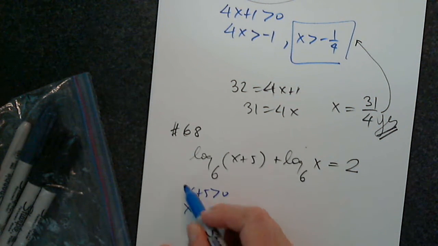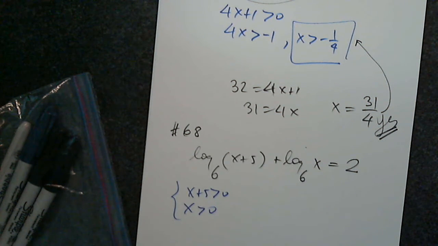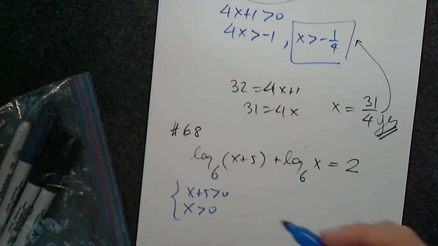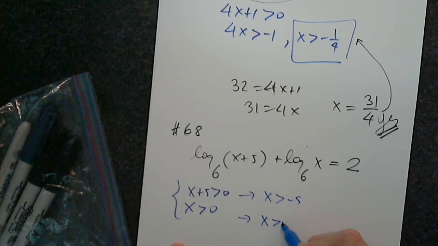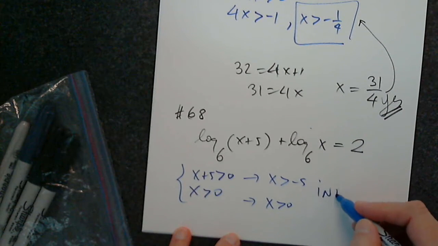Very good. You must state the restrictions before you condense. The restrictions must be stated on the raw equation. So when I solve this, I get x greater than -5. When I solve this, I have x greater than 0. I have to intersect.